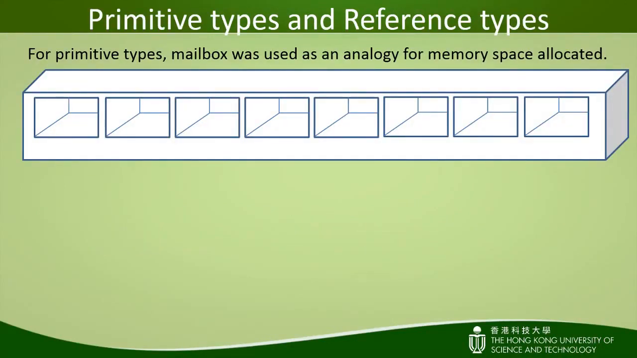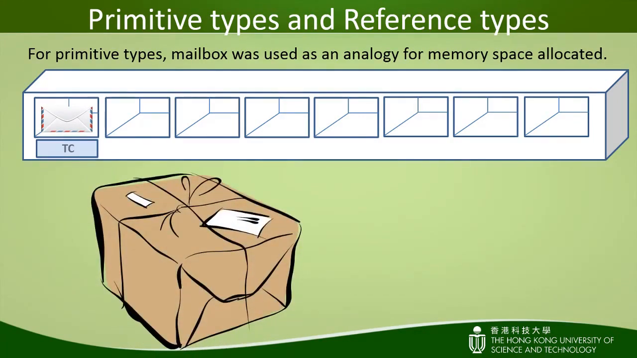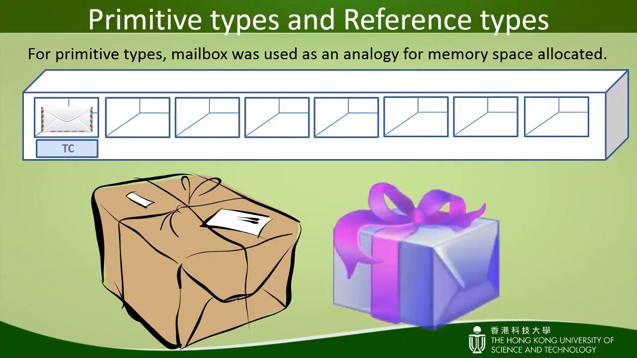When we discuss primitive types, such as integer and floating point numbers, we use a mailbox as an analogy for the memory space allocated for variables declared in primitive type. For example, when a variable with the name tc of primitive type is declared, a mailbox will be labeled as tc. When the variable is initialized with a certain value, the value will be stored in the corresponding mail slot. Such a memory allocation scheme is okay if the type has some predefined size. What if we have large puzzles coming in that won't fit into the mailbox?